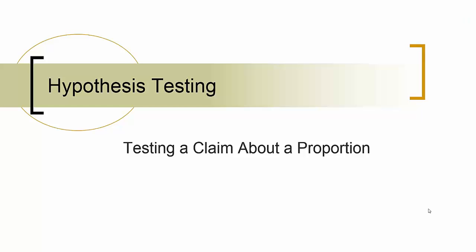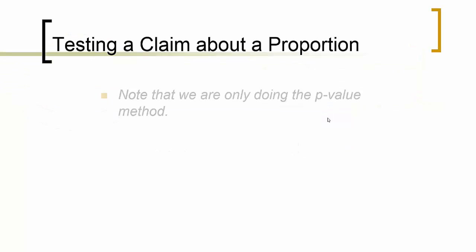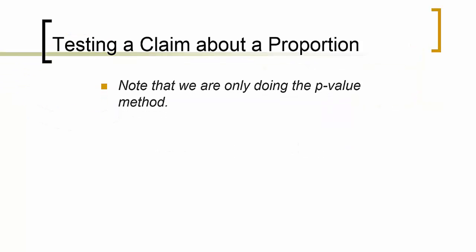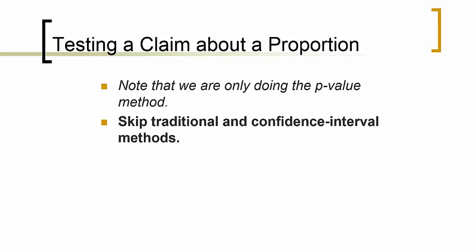In this lesson, we're going to learn how to test a claim about a proportion. There are several methods for testing a claim about a proportion. We're going to be using the p-value method in this lesson. There are also critical value methods, sometimes called a traditional method, and a confidence interval method that you can use.